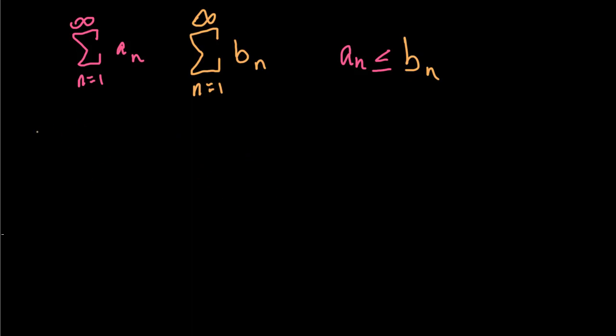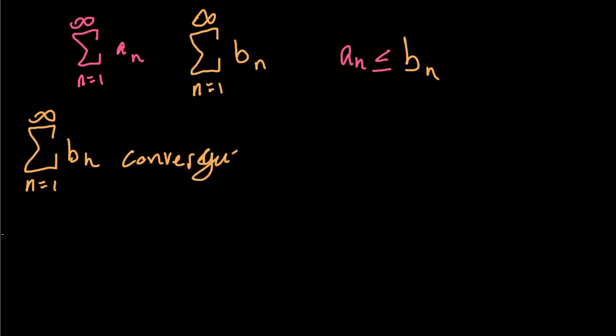Well, let's say we know that the sum of b sub n converges. If b sub n converges, then we can for sure say, let me write a little arrow, that the sum from n equals 1 to infinity of a sub n converges as well. And I'm just going to write con.